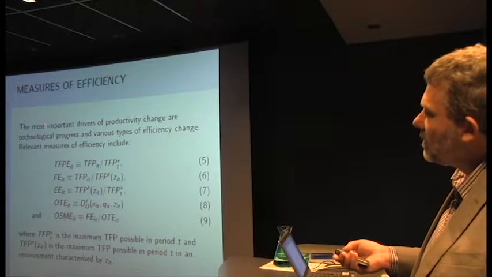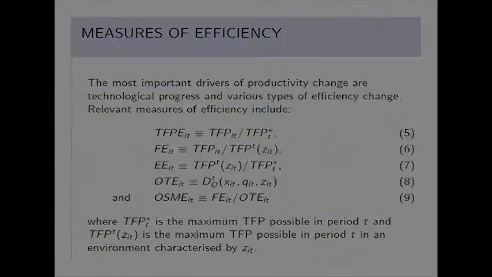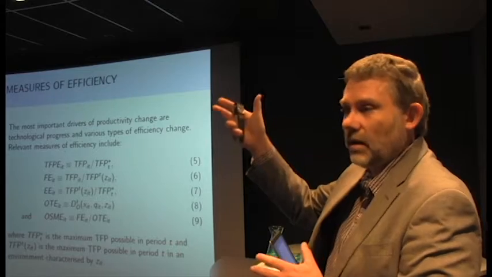Okay, measures of efficiency. Well, I've talked about what they are. I've talked about what the drivers of productivity are. Efficiency measures are essentially ratios of some observed quantity to some maximum possible. Right? How well are you doing?